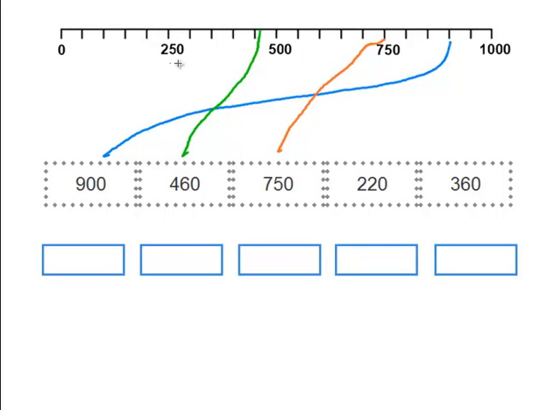220 would be 250, and then a little bit after that, between the 200 and 250. And finally, 360. So 250, 300, 350, and a little bit after that would be 360.